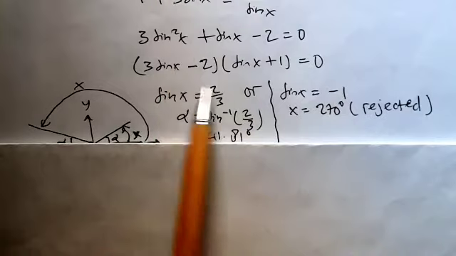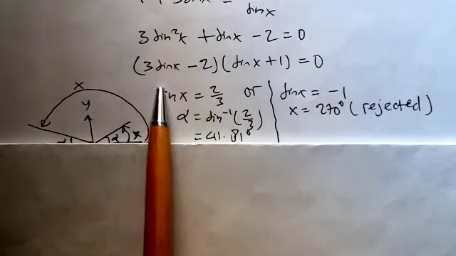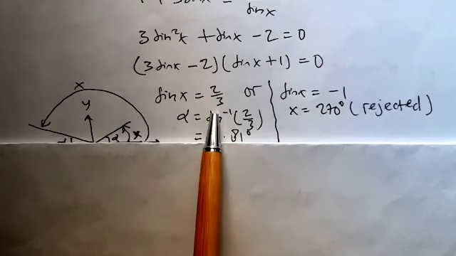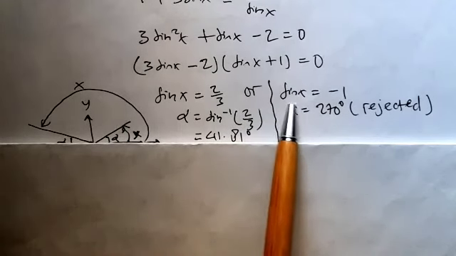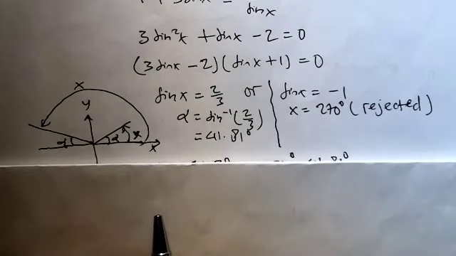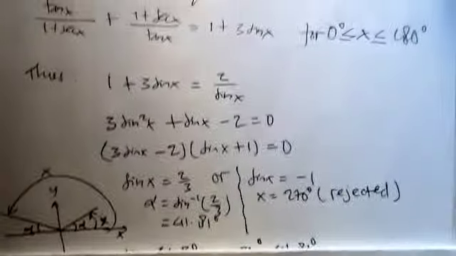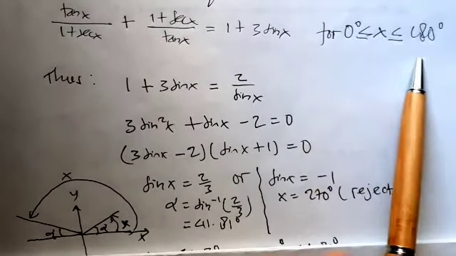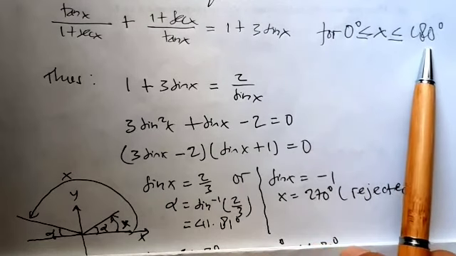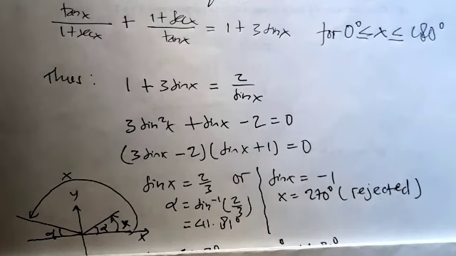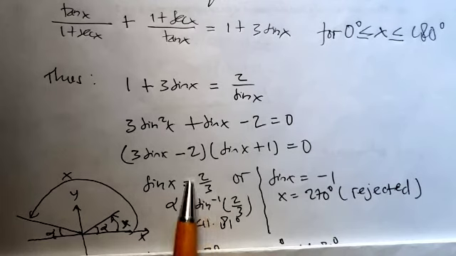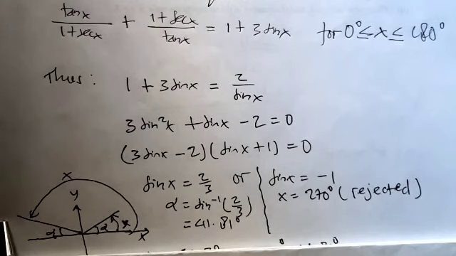Solve this quadratic equation. If the first factor is 0, sin x is 2/3, or if the second factor is 0, sin x equals minus 1. Here sin x is 2/3. The domain given is x from 0 degrees until 180 degrees, that is the first and second quadrant. Because sin x is 2/3, which is positive, x is possible in the first and second quadrant, because sin is positive in the first and second quadrant.